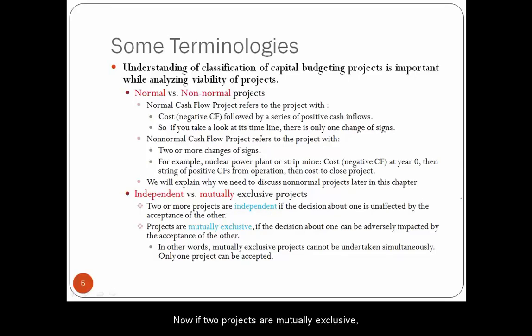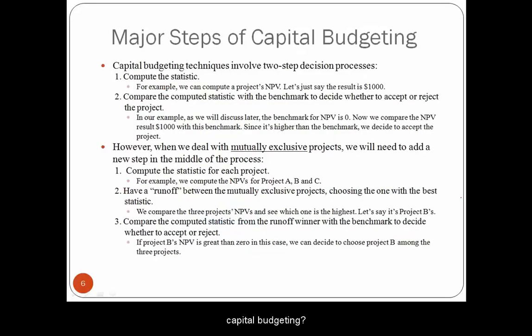Now if two projects are mutually exclusive, then it will be different. The decision about one can be adversely impacted by the acceptance of the other. So if you decide to accept project A, then you will have to reject project B. If you decide to accept project B, then you will have to reject project A. That's when projects A and B are mutually exclusive. So these two projects cannot be taken simultaneously, and you can only accept one project.